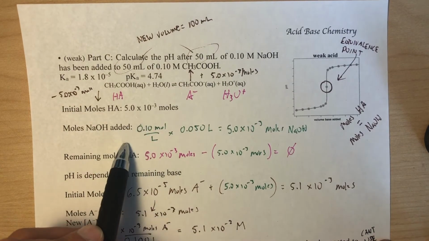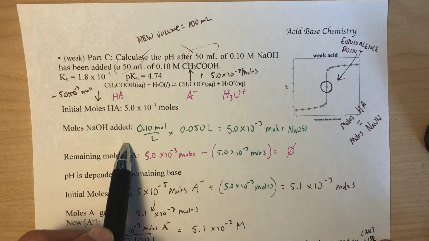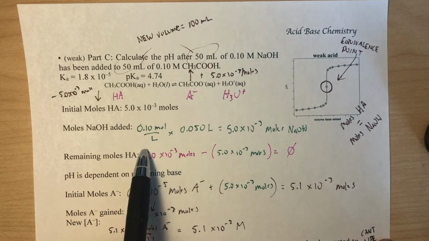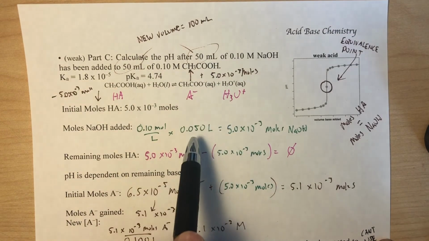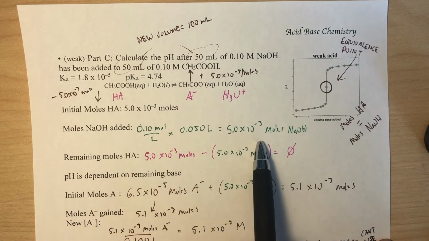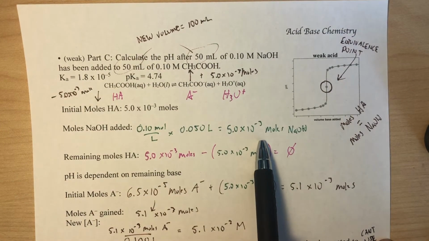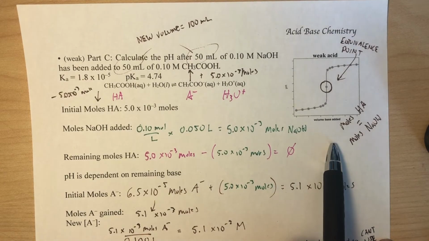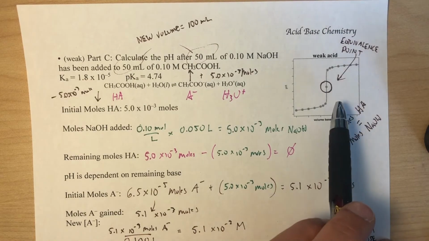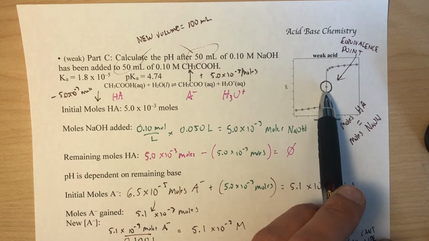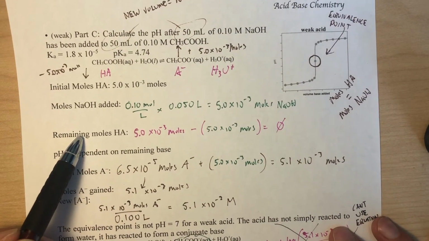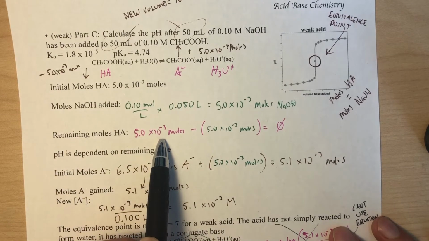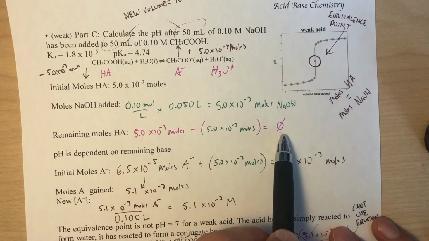What we need to do is calculate how many moles of sodium hydroxide have been added, and we do that here. 0.1 moles per liter times 50 milliliters equals 5 times 10 to the negative third moles of sodium hydroxide. In this situation, our moles of base equal our moles of acid, so we are at the equivalence point of our titration. So we need to figure out how many moles of HA are remaining. Our initial moles of HA minus our moles of base equals 0, so we have no more acid remaining.